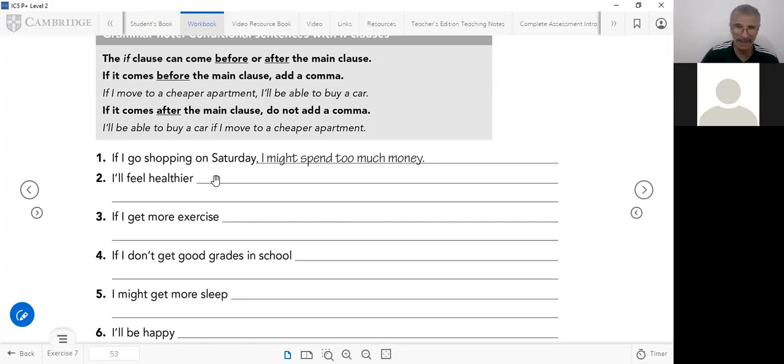Okay. Now, could you please tell me a sentence that includes number 3? This one, which is a conditional sentence. You're going to write here or tell me the main idea. What is the main idea?